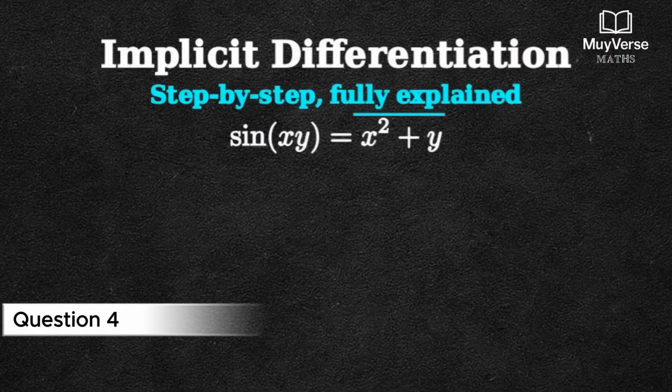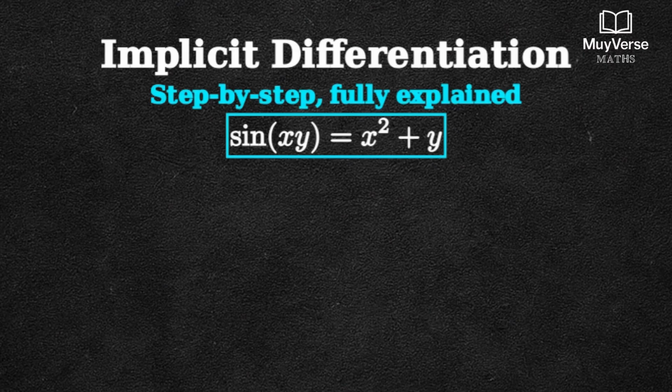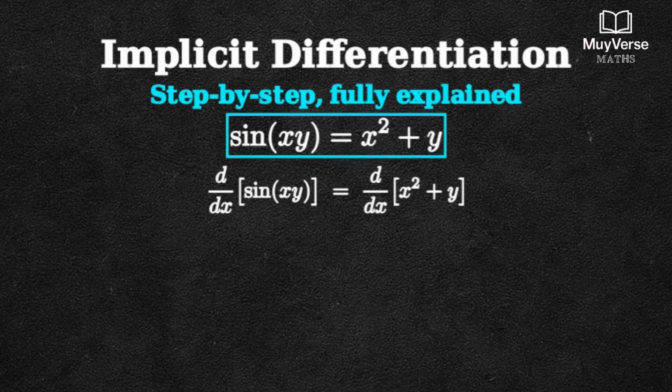Find dy dx for the equation sine of x y equals x squared plus y. We'll proceed step by step, and I will highlight each move as we go. Step 1. Differentiate both sides with respect to x. On the left, we write d by dx of sine of x y. On the right, d by dx of x squared plus y.